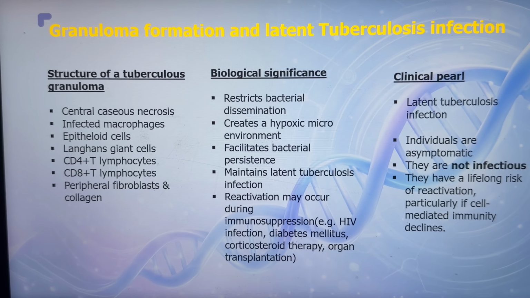It is an elegant example of the balance between host protection and pathogen survival. It prevents dissemination, establishes latency, and at the same time creates a sanctuary where dormant bacilli can persist for decades. Once immune surveillance declines, these bacilli reactivate and cause active disease. This understanding forms the biological foundation for appreciating persistence, relapse, and ultimately the evolution of drug resistance, which we shall discuss in the next section.